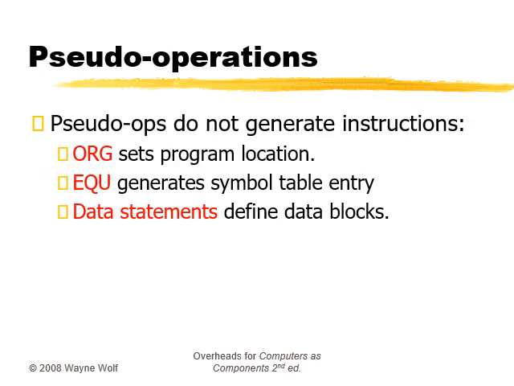As I've already told you, pseudo operations do not generate instructions, meaning that they do not require a location in memory. org sets the program location, as I've told you that org tells us about the origin, and EQU generates a symbol table entry. And data statements define data blocks, as we have already seen in the data flow graph. So that was about the pseudo operations. Let's move on to the next slide.